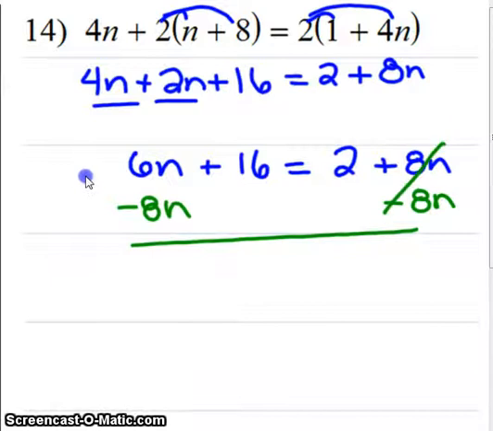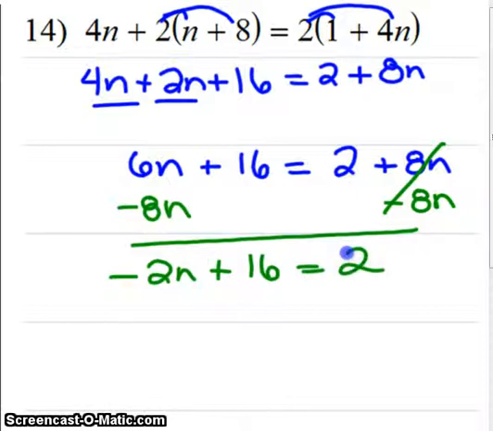That cancels. 6n minus 8n is negative 2n. Plus 16, I'm going to bring that down, equals 2. So we have the n's combined. We have a two-step equation. We're going to subtract 16 on each side, because I got to get n by itself. We're trying to isolate the variable here.